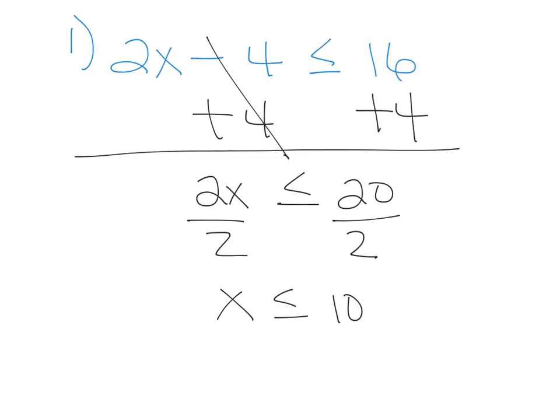So we solved it just like an equation, but of course now we have to graph it because it's an inequality. So when you graph it, you should have 0, 10, negative 10. You should have a closed circle above 10, and then you're going to shade to the left. So the answer is x is less than or equal to 10.